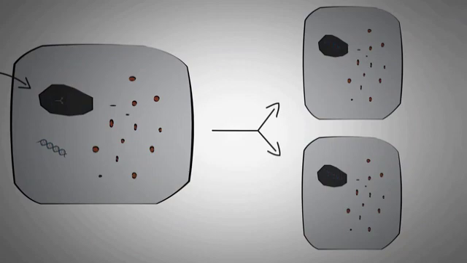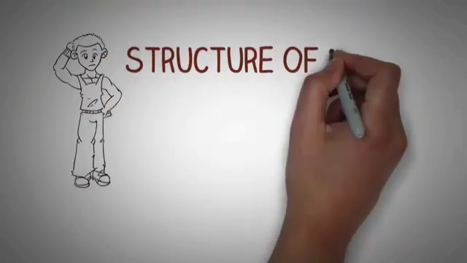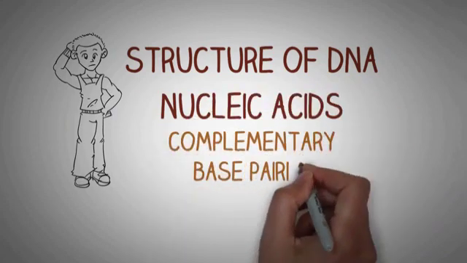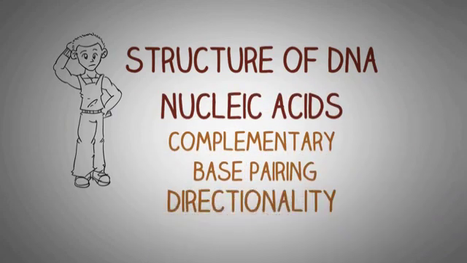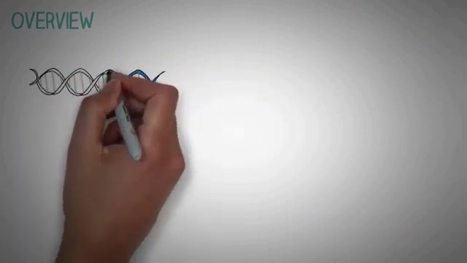In the previous videos in this section, we discussed in detail the structure and function of the DNA, nucleic acids, and we also talked about the concepts of complementary base pairing and directionality. These concepts are essential for understanding the process of DNA replication, so make sure to watch both these videos for a better understanding of this section. Now let's talk about the overview of the process of DNA replication.